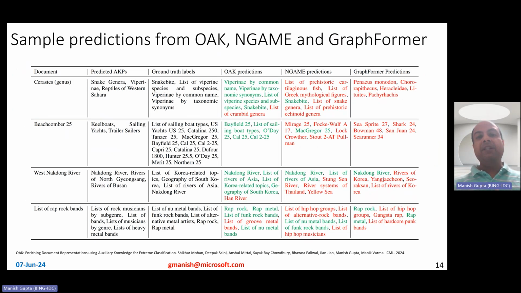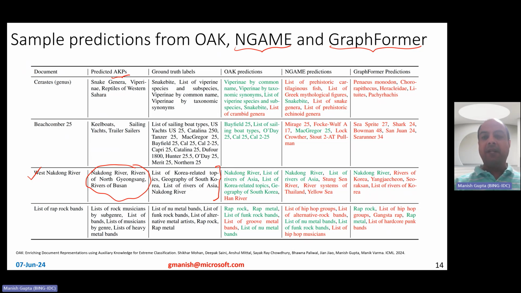Here are sample predictions from OAK, NGAME, and Graph-Former, the best state-of-the-art extreme classification method and the best GNN-based method. Look at some documents. So let's take some river, right? So this is some river, West Nakdong River. These are the predicted auxiliary knowledge pieces. And this is a list of ground truth labels. Essentially, the ground truth labels are of course good, clearly coming from Wikipedia in that sense.